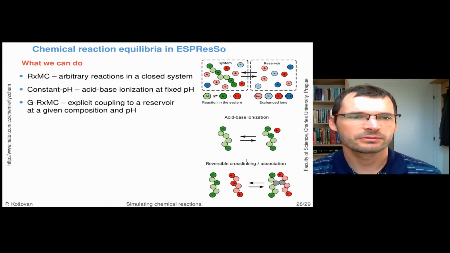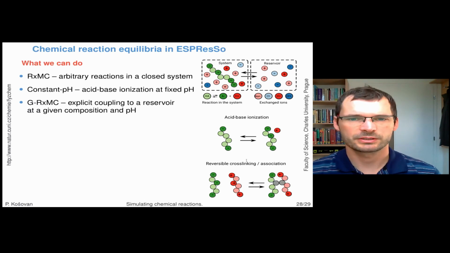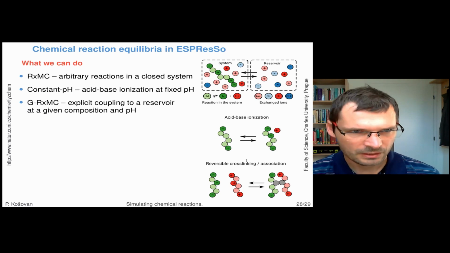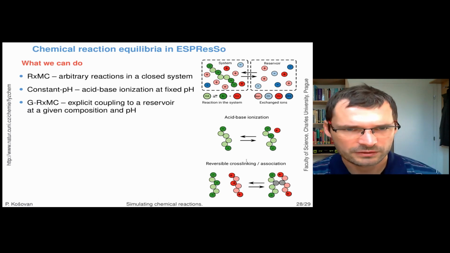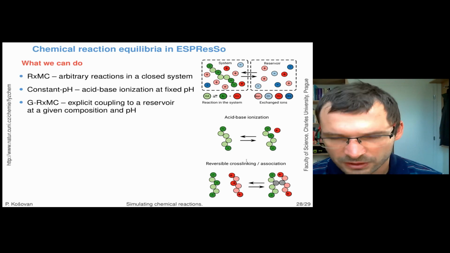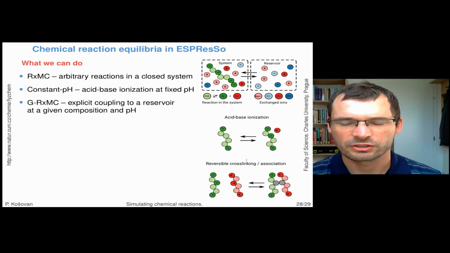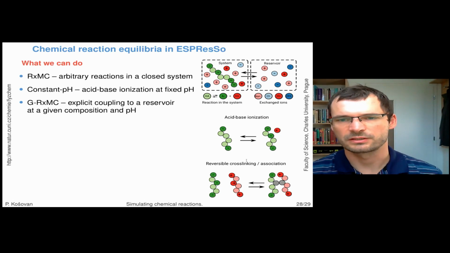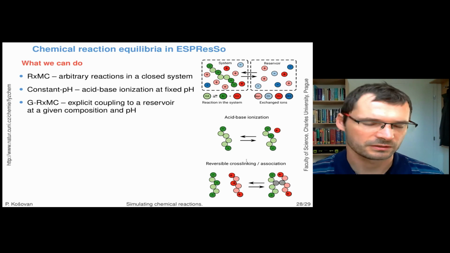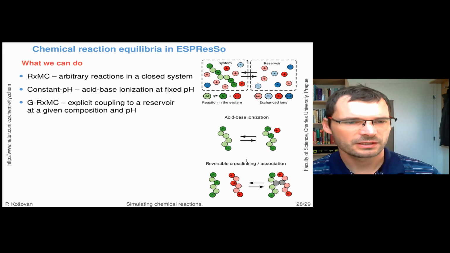This brings me to the final summary and conclusions, so let me say again what we can do. We can use reaction ensemble multicolor to simulate arbitrary reactions in a closed system. We can use the constant pH ensemble to simulate acid-base ionization at a fixed pH with a small inconsistency that the concentration of H+ ions in the system is not equal to the pH that I set at the input, or it's not equivalent to the pH that I set at the input.